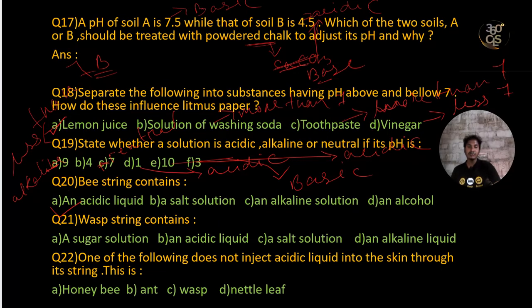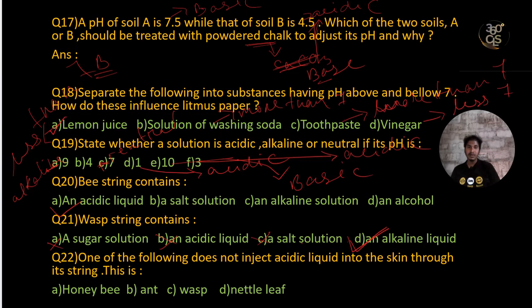Now, wasp stings contain what? A sugar solution? No. An acidic solution? Wasp sting? No. Then a salt solution? No. An alkaline liquid. This is important. Wasp sting contains alkaline liquid. Then the next problem is, which one of the following does not inject acidic liquid into the skin through its sting? This is honeybee.